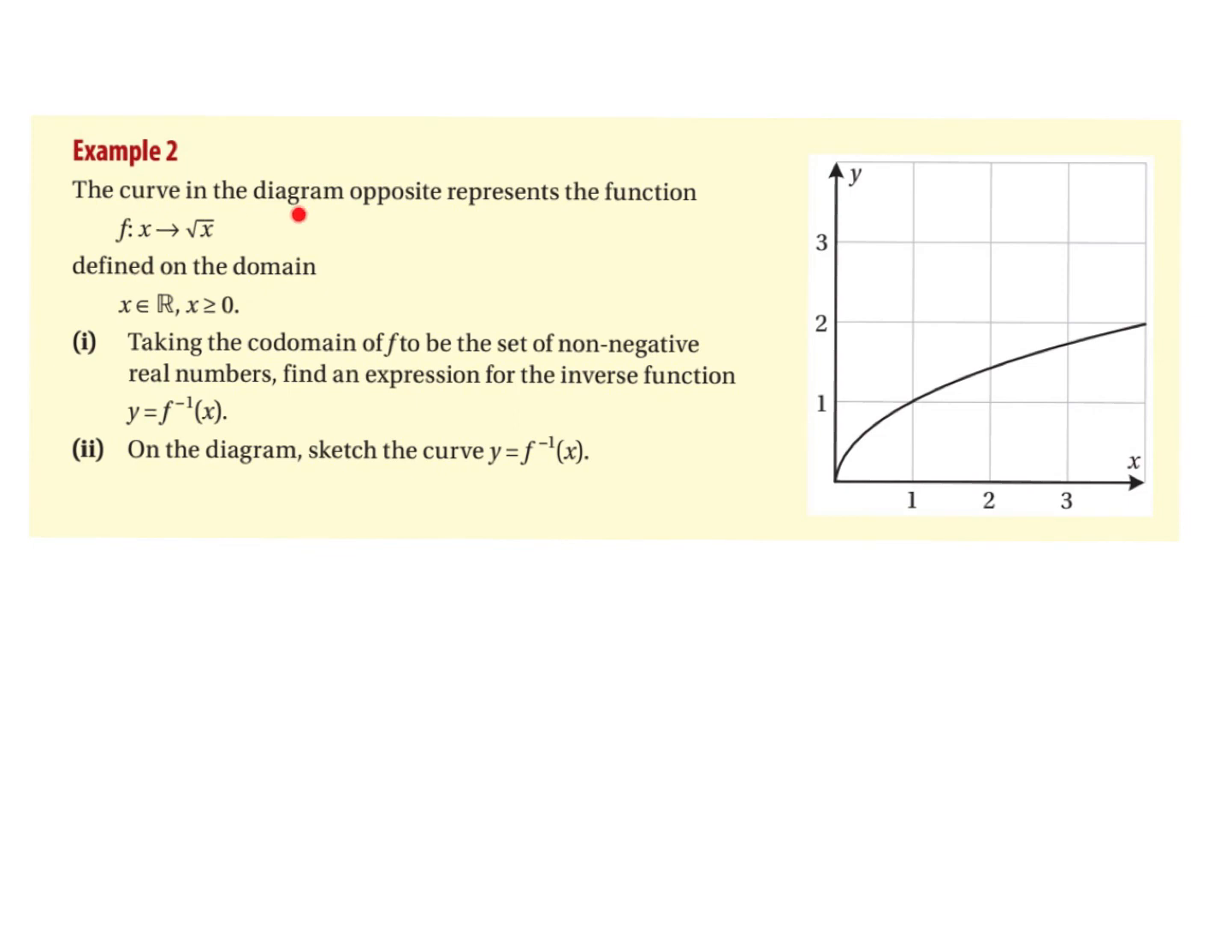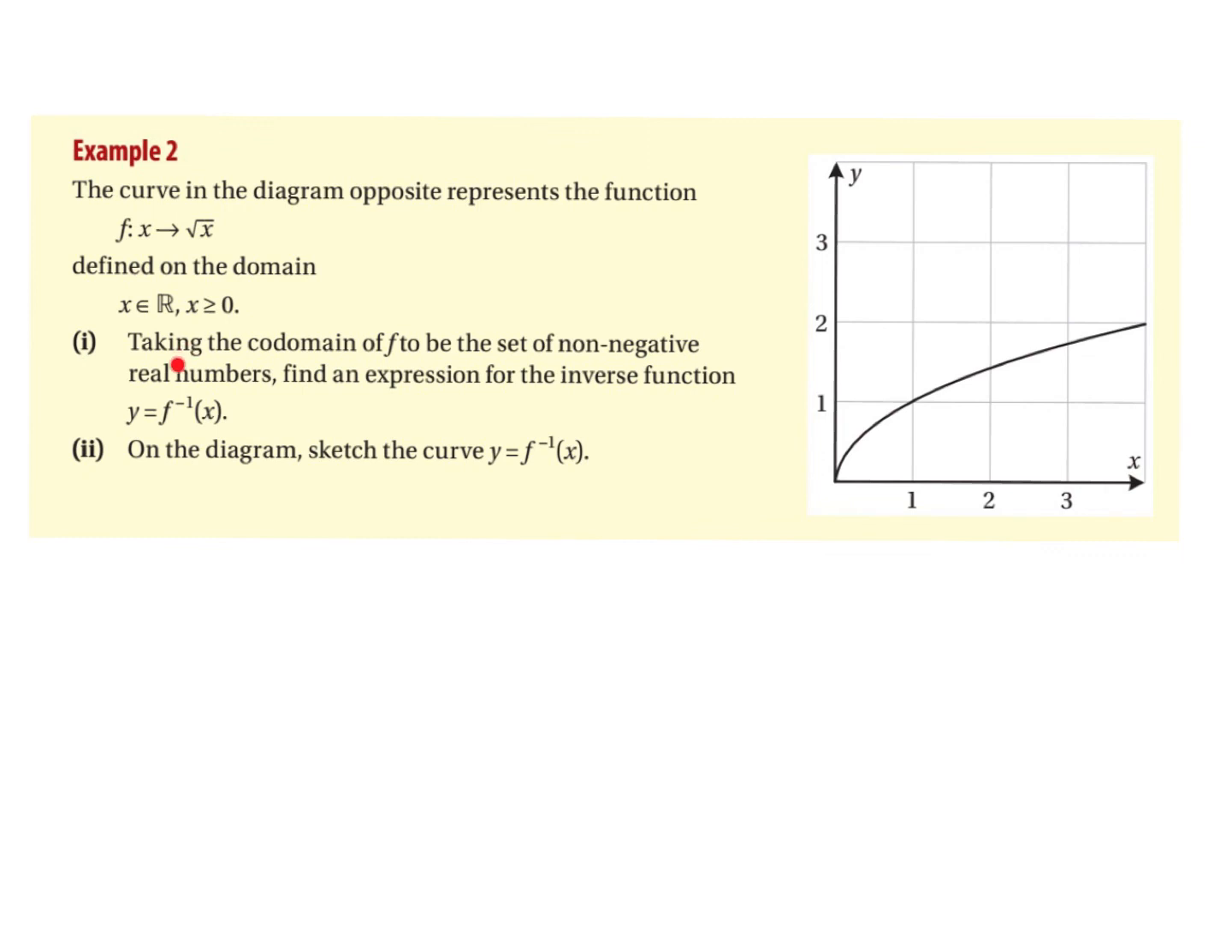So the curve in the diagonal opposite represents the function f of x maps onto root x, or the square root of x, defined in a domain where x is a member of the real numbers. Okay, so it's all the real values, and x has to be greater than or equal to 0. So it starts at 0, and x is going to carry on forever in this direction.